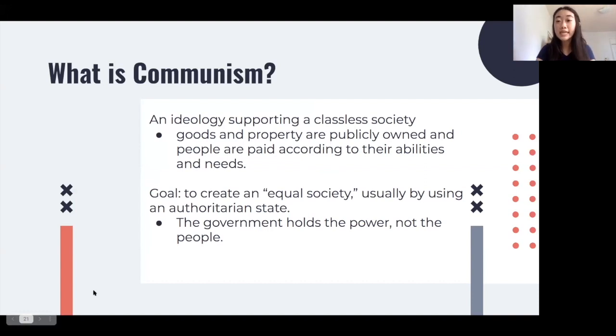Going into the Chinese Communist Party, what is communism? Communism is essentially an ideology that supports a classless society. They want goods and property to be publicly owned, and they believe that people should be paid according to their abilities and needs. Ideally they want to create an equal society, where everyone has equal power, equal access to things they need, and equal rights. But they usually have to do this by using an authoritarian state, and that's what you see in China. In order for things to be evenly distributed and for people to have equal power and rights, the government holds all the power and distributes it that way.